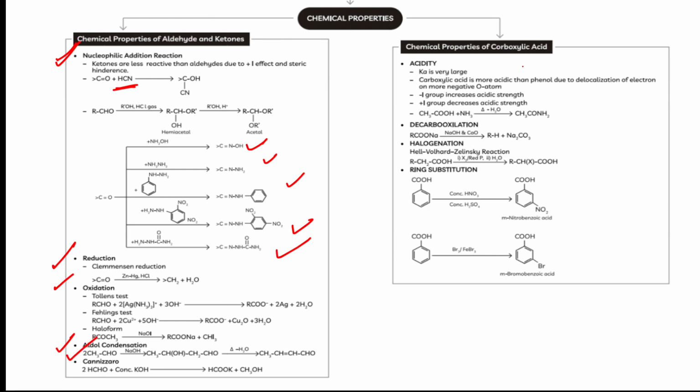Then coming to carboxylic acids: acidity factor, decarboxylation, halogenation, in that the HVZ reaction, everything is mentioned. Ring substitution reaction is what is important, so that is also taken up, using concentrated sulfuric acid, and halogenation, Br2 in presence of FeBr3. All the chemical properties are covered.